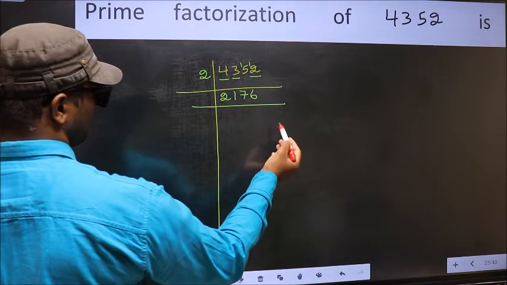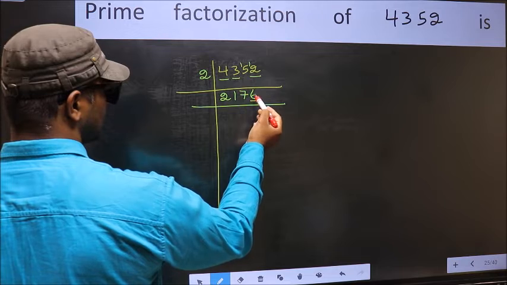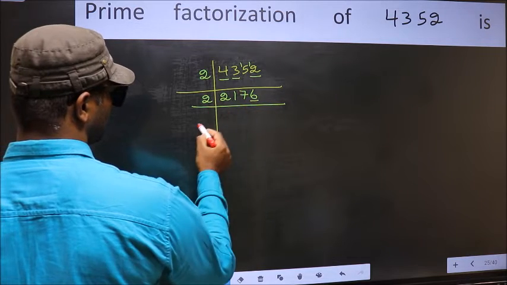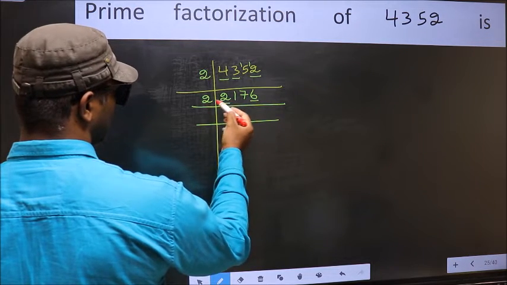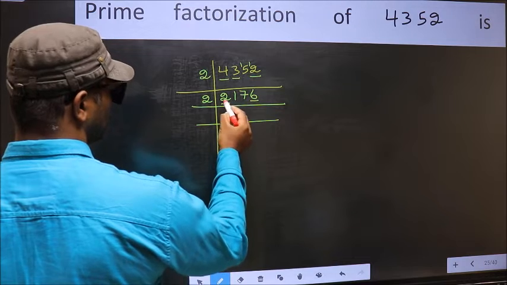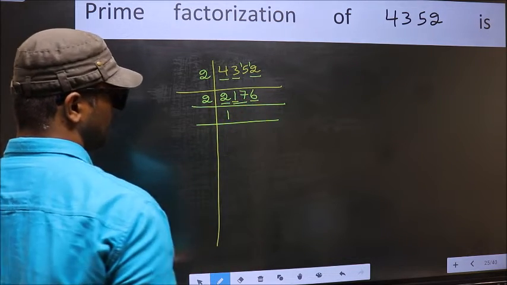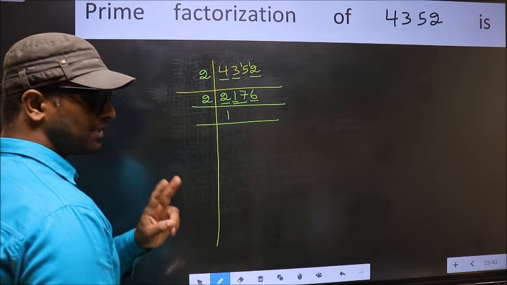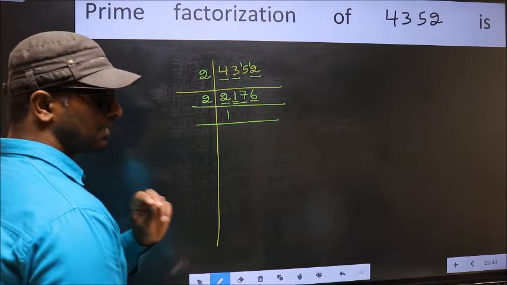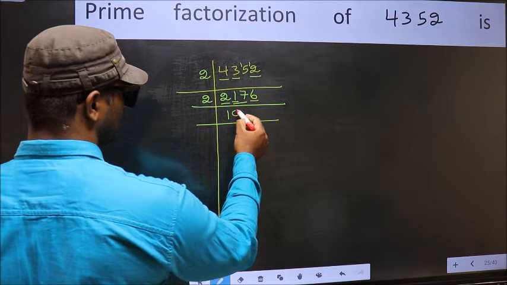2 6's 12. Now the last digit 6 is even, so take 2. First number 2, when do we get 2 in the 2 table? 2 1's 2. The other number 1 is smaller than 2, so take 2 numbers, 17. Remember, whenever you are taking 2 numbers, compulsory put 0.